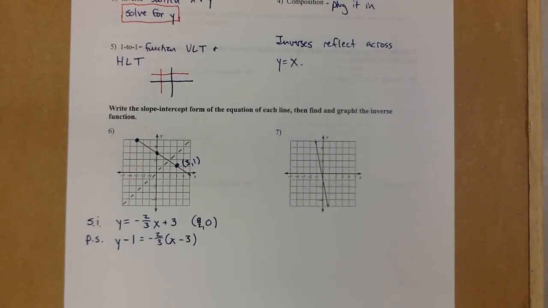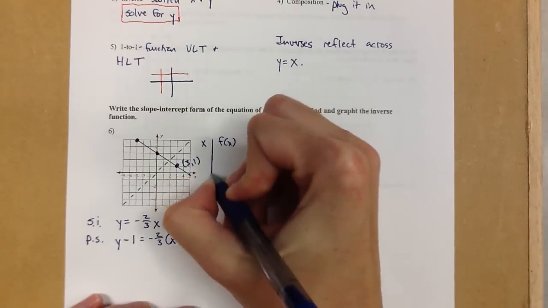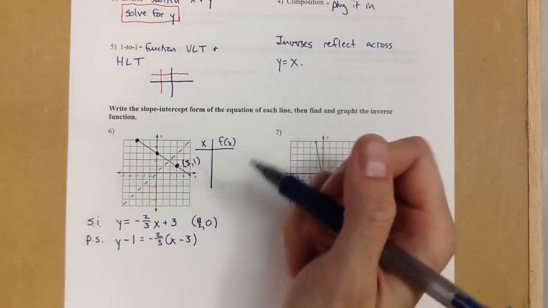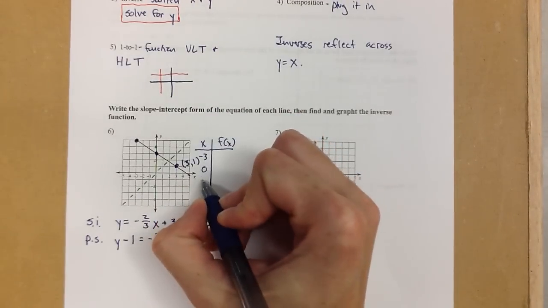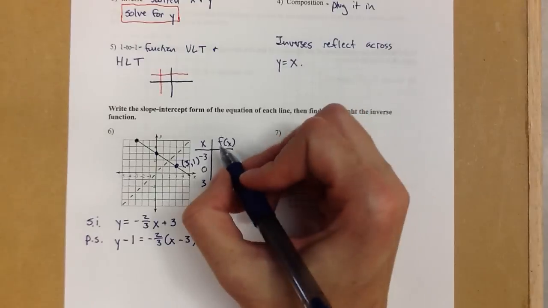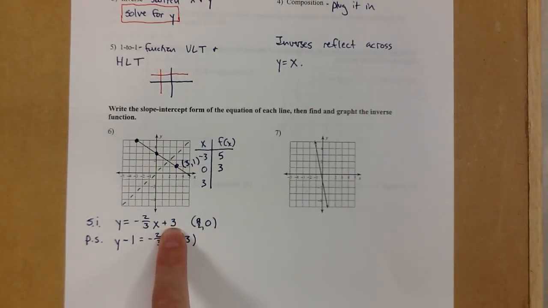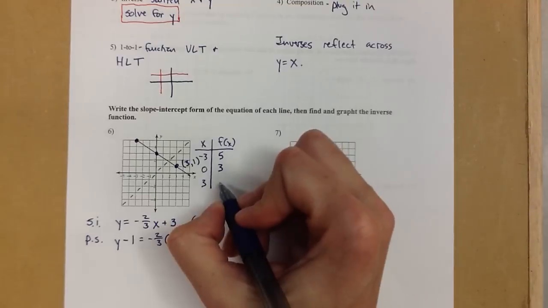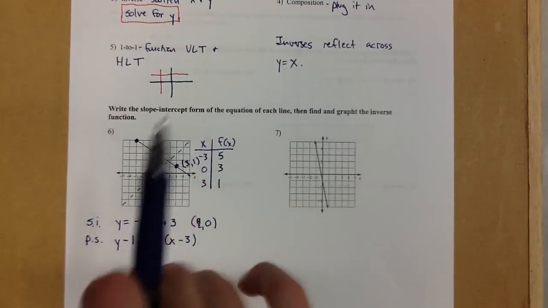Now the other thing I'm going to do is make a table up here. So I'll have x and f of x. I'm going to use the x values of those 3 points that I know: negative 3, 0, and 3. And then I'll put their y values. For negative 3 it's 5. For 0, it's 3. I kind of knew that from right here because it's your y-intercept. And for 3 it's 1. Okay? Now, that's good stuff there.